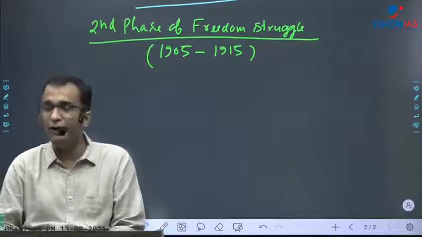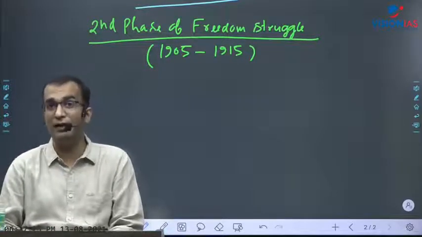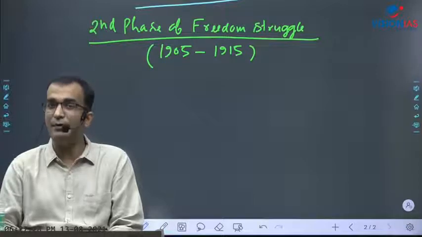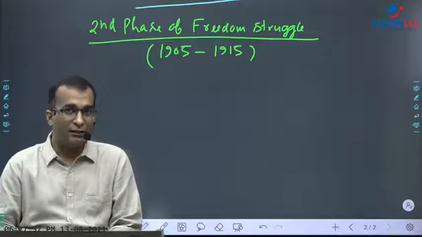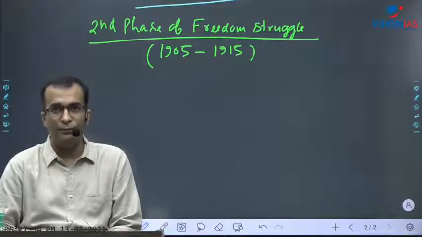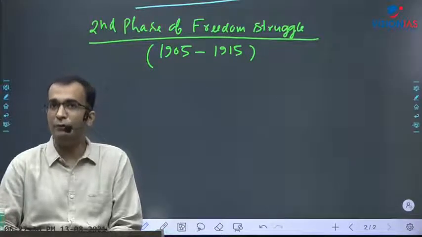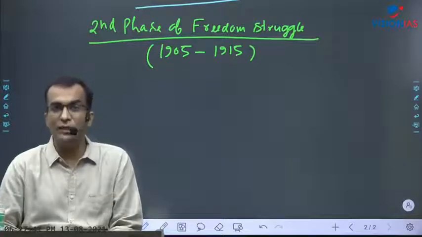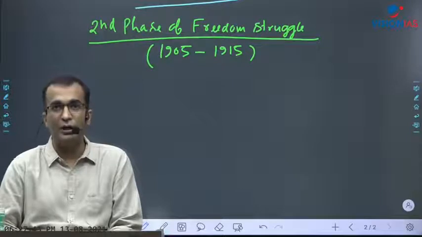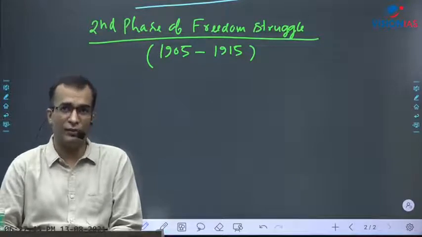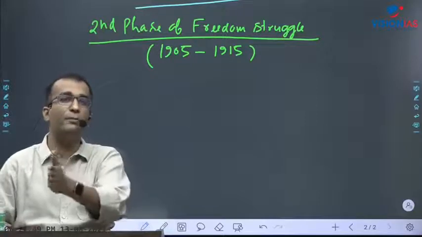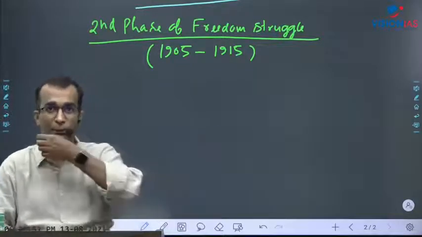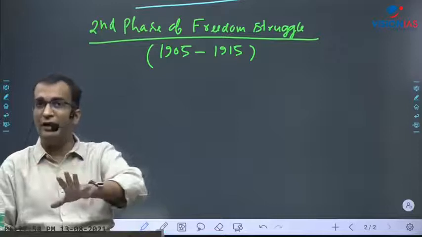in 1905 Bengal would be divided into two parts, East Bengal and West Bengal. East Bengal would comprise today's Bangladesh and Assam, and West Bengal would comprise today's West Bengal, Bihar and Odisha. And the basis of this division would be religion, with majority Muslim population in East Bengal and majority Hindu population in West Bengal. So this is how they divided.